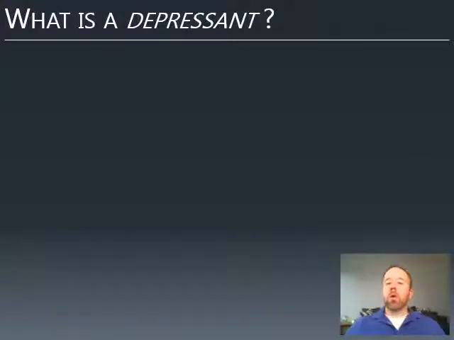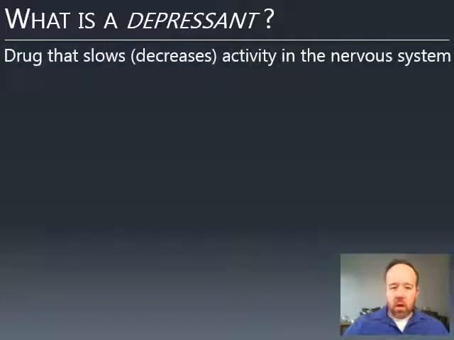Okay, so on to our unit on depressants. First, what is a depressant? So a depressant is sort of the opposite of a stimulant. It's a drug that your book says slows activity in the nervous system. I think it's more accurate to say that it decreases activity in the nervous system. Action potentials still travel down axons just as fast. They're just less likely because of depressants, and for reasons that we'll see in a minute or two.